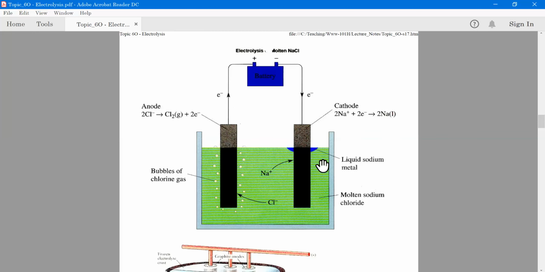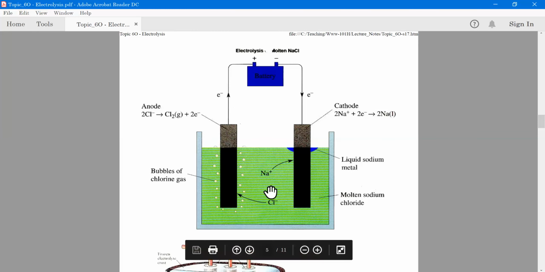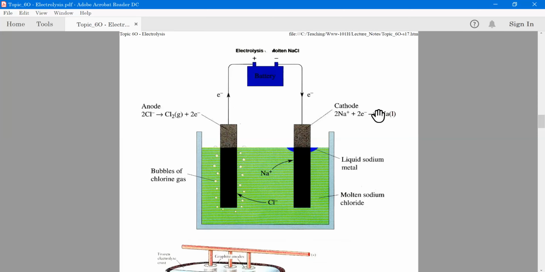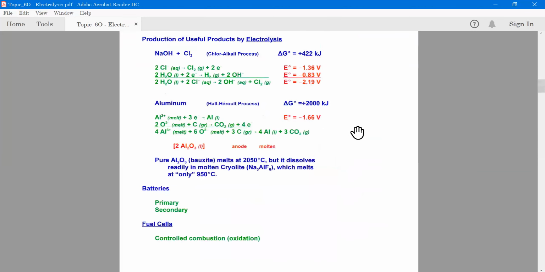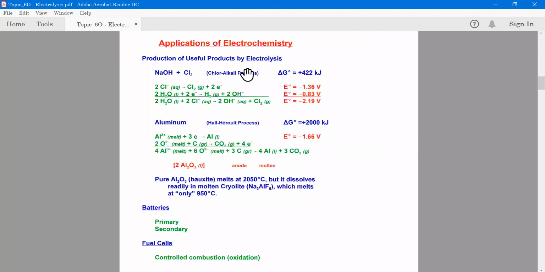And the overall process then produces two useful products, chlorine gas and sodium metal, which is impossible to produce by any means other than electrolytically, because sodium metal is so difficult to reduce, or sodium ions are so difficult to reduce to sodium atoms. So that's one example of the application of electrolysis to making useful products.